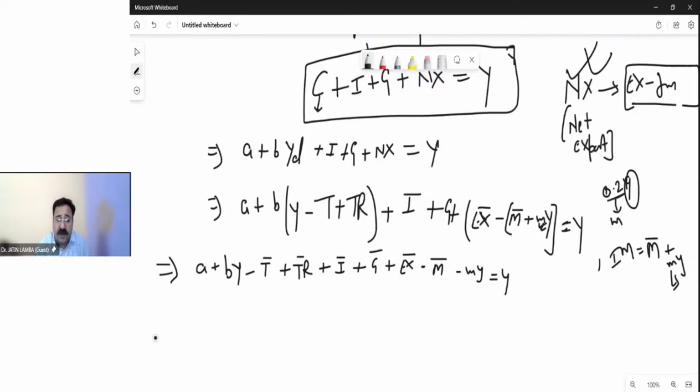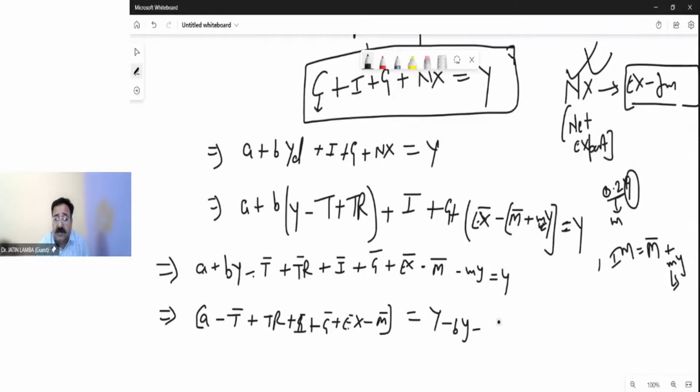Now what will be the value of income? So A bar, all these are constant: a minus bT, taxes plus transfers plus I plus G plus export and even minus import. This is the constant part. And here Y minus bY minus MY. MY will become plus MY here. So take Y as a common factor, right?